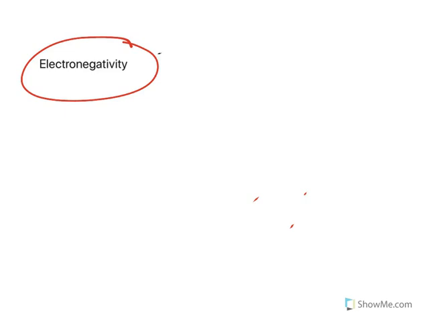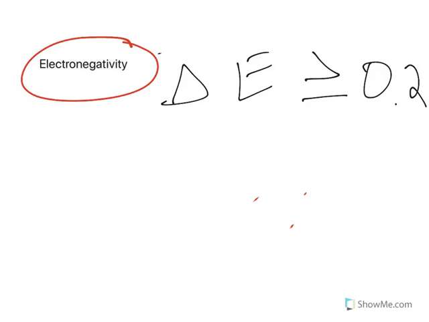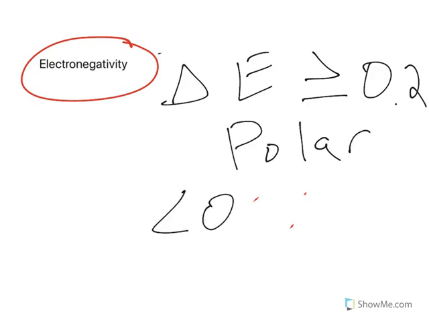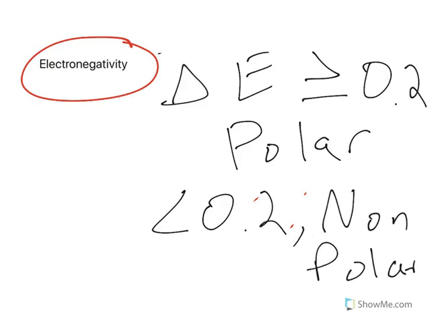There's a general rule of thumb that we use to determine whether a covalent bond is going to be polar or nonpolar. And for that we use the difference in electronegativity. So the delta E, delta meaning difference. In general, if delta E is greater than or equal to 0.2, we have a polar bond. If it is less than 0.2, it is nonpolar. And that is really all you need to focus on.